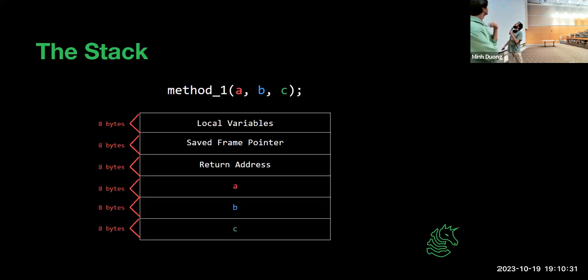Okay, so let's talk about smashing the stack. The stack is laid out in machine words on 64-bit systems. So every time we add something to the stack, we're adding 8 bytes to the stack. If we call a method with 3 variables, on average, those variables might be loaded onto the stack first. And then we're going to place the return address, the saved frame pointer, and any local variables that the method creates onto the stack during execution.